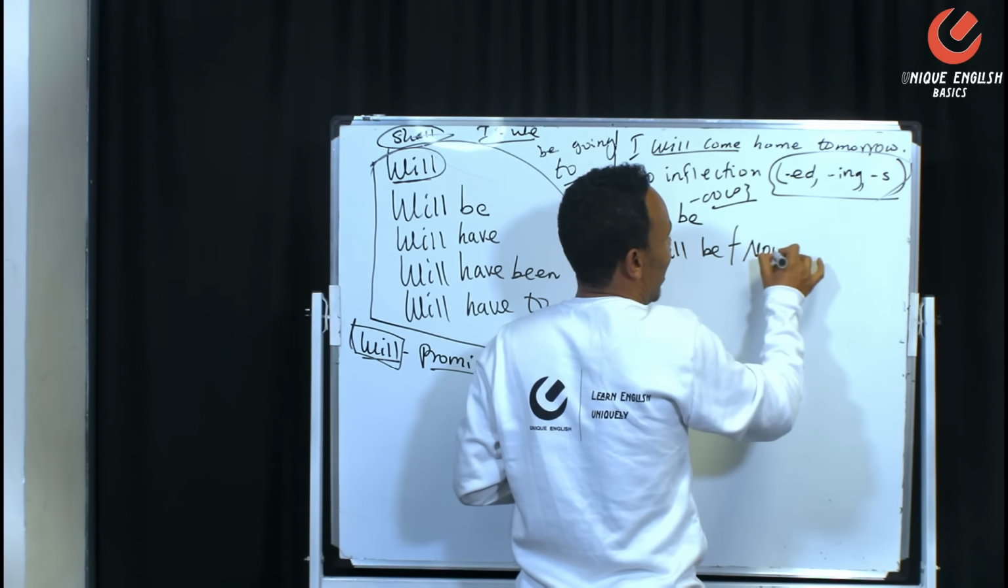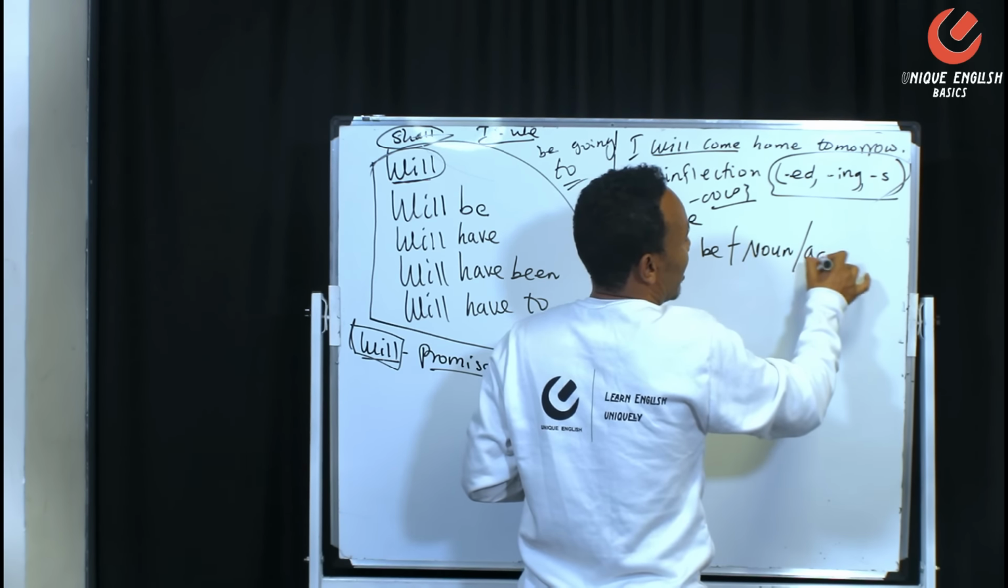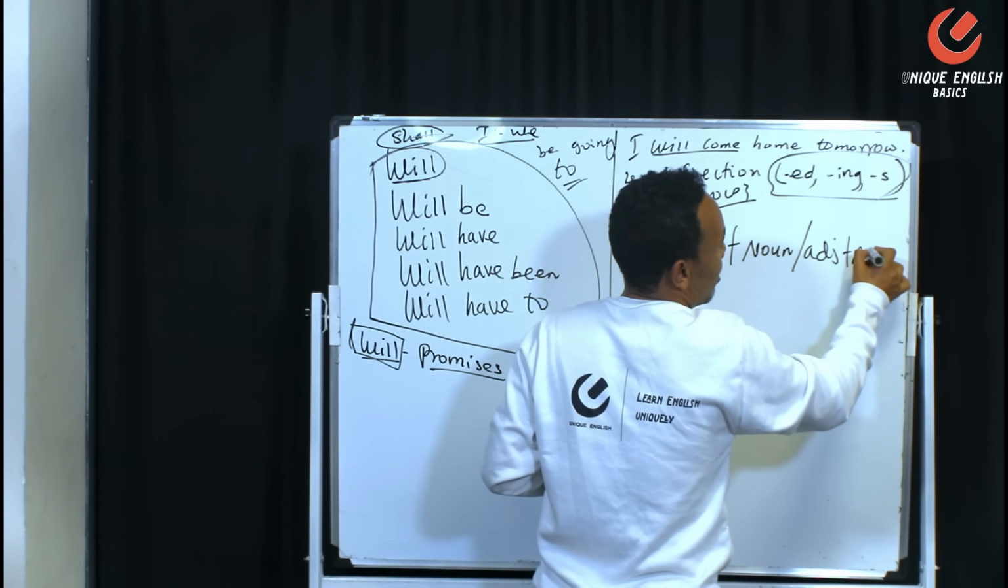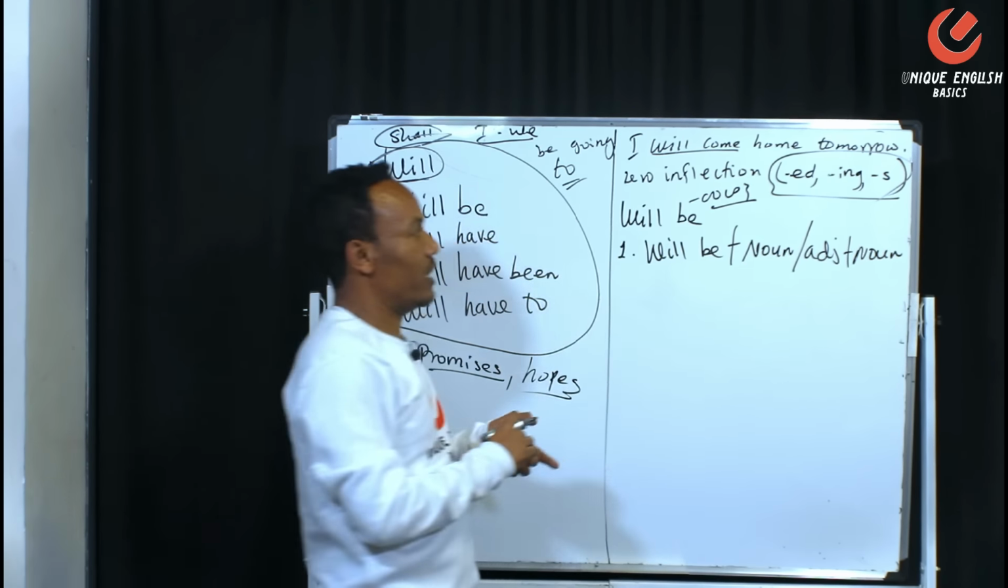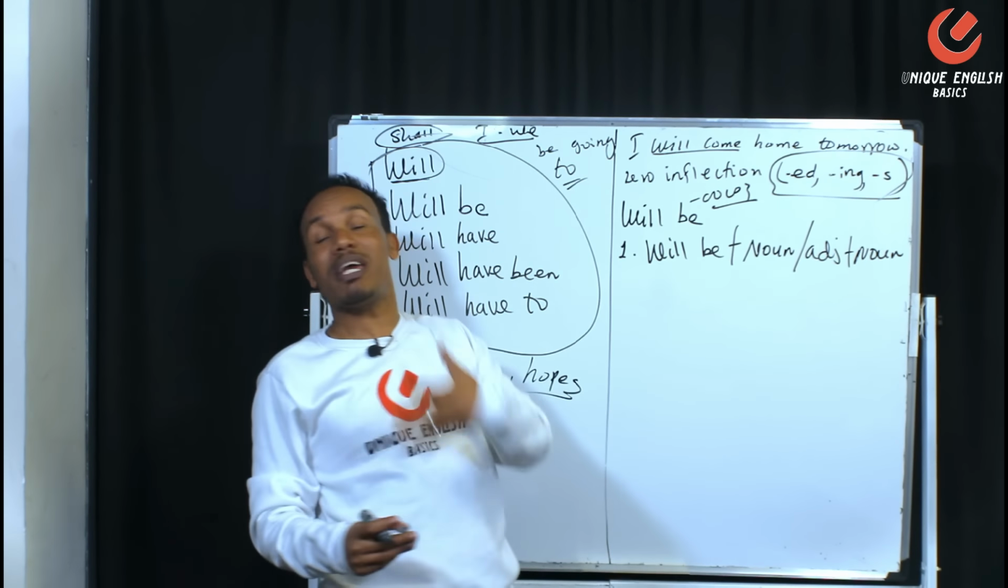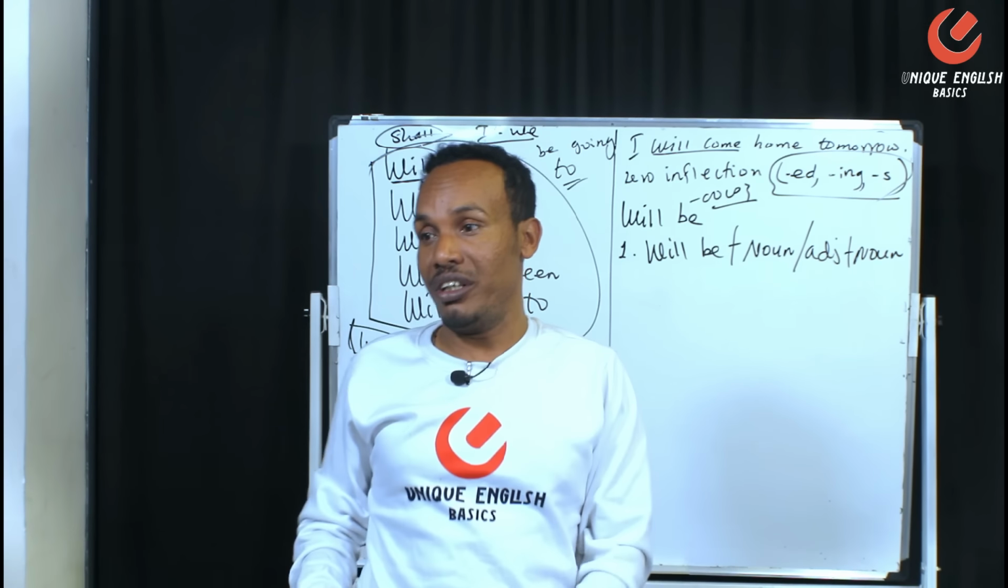Noun or adjective or what? Adjective with noun again plus noun. All right? ይሄን ስትራክቸር ሊኖረው ይችላል። Will be can be followed by what? Noun. እስቲ I will be በል, I will be a doctor.